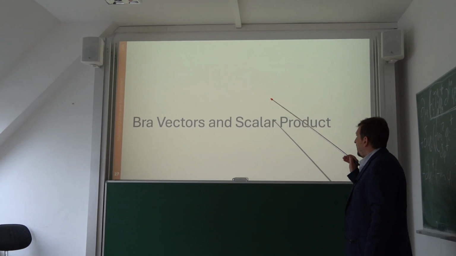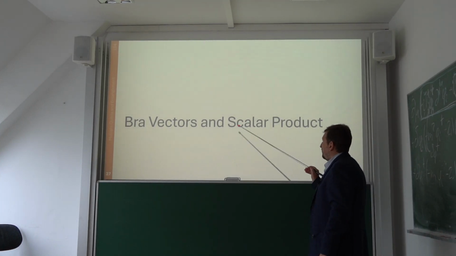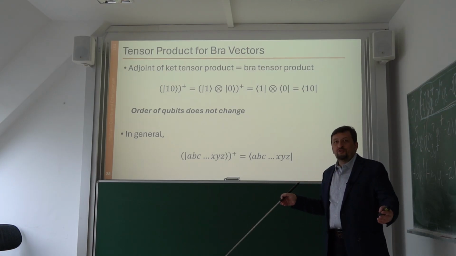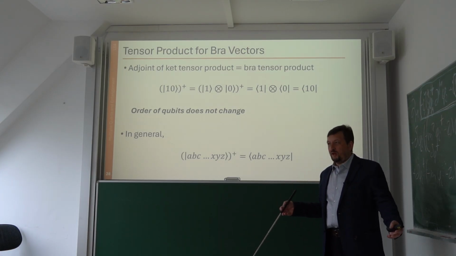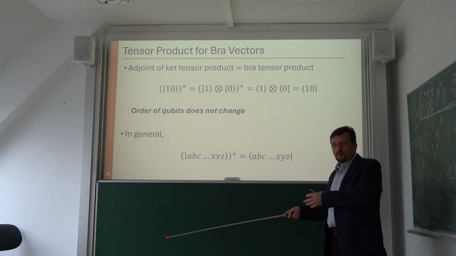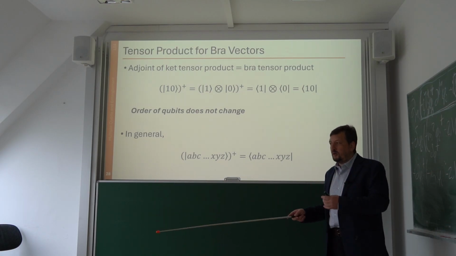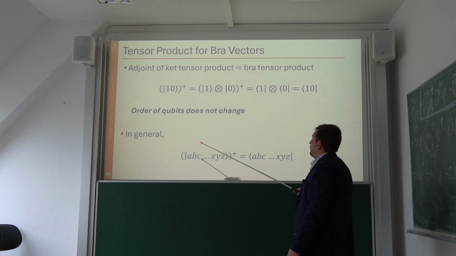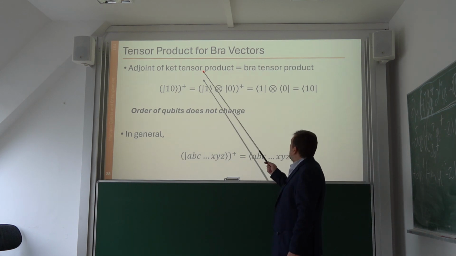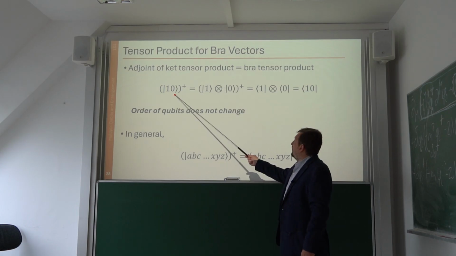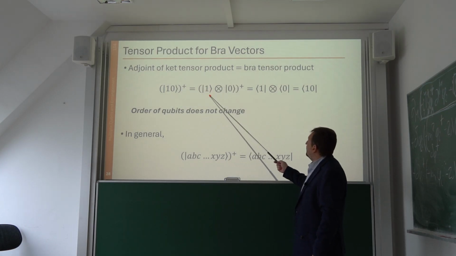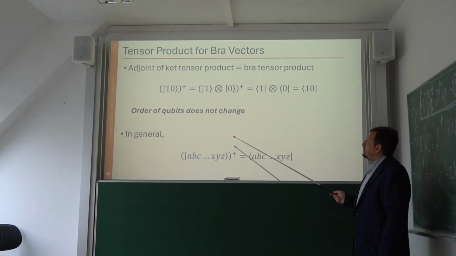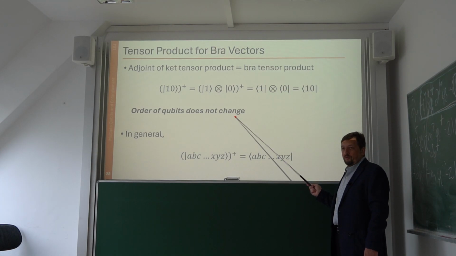Okay. A little more about math, about bra vectors and scalar products. A bra vector is the adjoint, or the conjugate and transpose, of a ket vector. We need them when we calculate scalar products, and we need scalar products when we calculate probabilities, measurement outcomes, and so on. The calculation of the adjoint is very simple: we replace every ket vector with the corresponding bra vector. What is important is that we do not change the order of qubits.